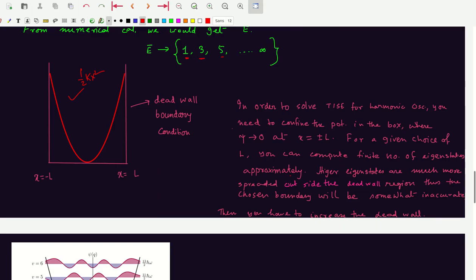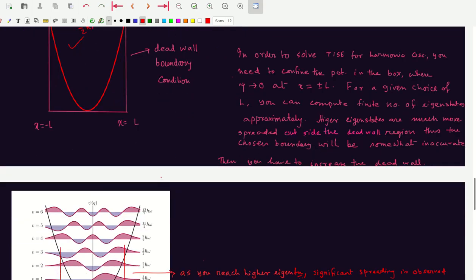Higher eigenstates are much more spread out outside the dead wall region, thus the chosen boundary will be somewhat inaccurate. Then you have to increase the dead wall for getting the higher eigenstates, higher eigenvalues.